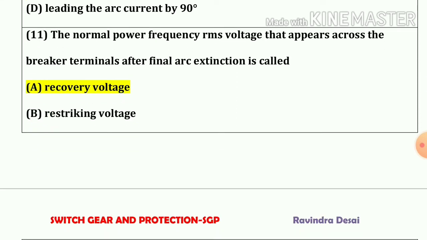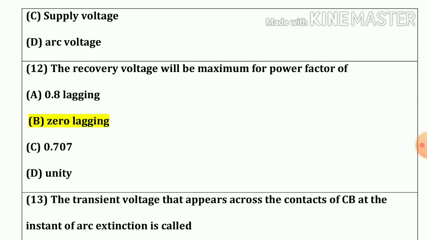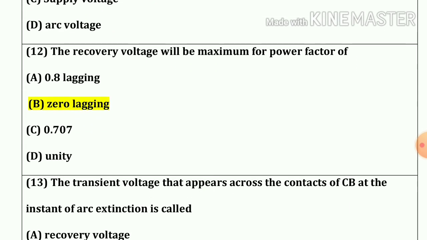Now question number 11. The normal power frequency RMS voltage that appears across the breaker terminals after final arc extinction is called recovery voltage. Now question number 12. The recovery voltage will be maximum for power factor of 0 lagging. So our answer is option B.